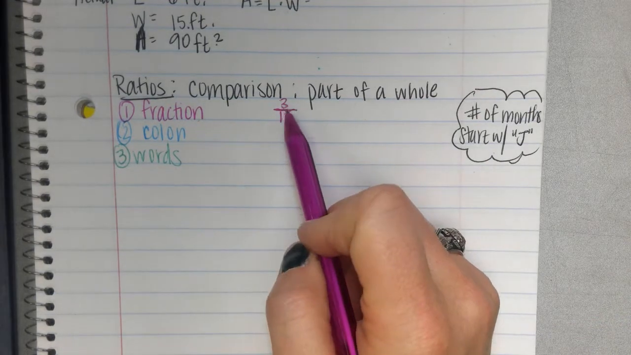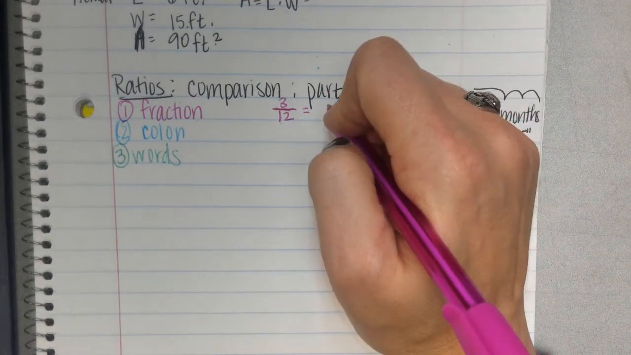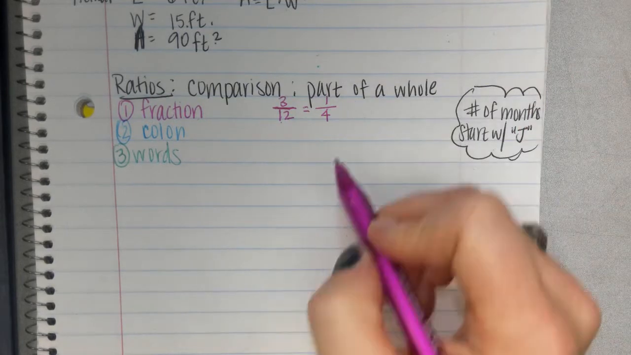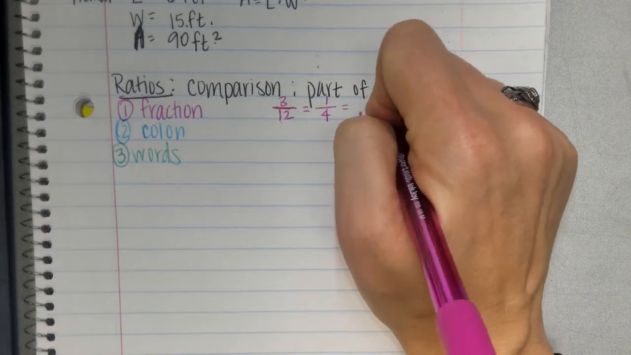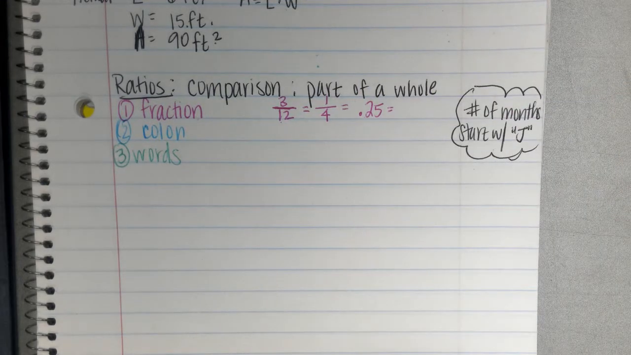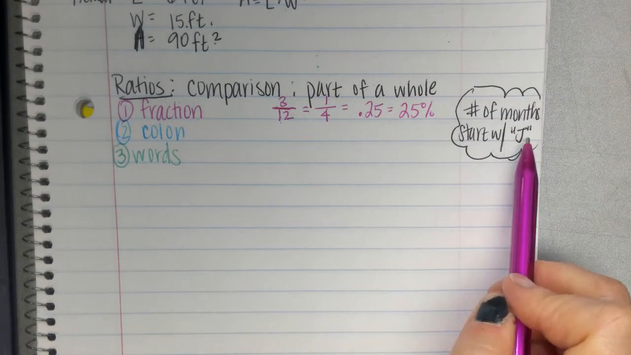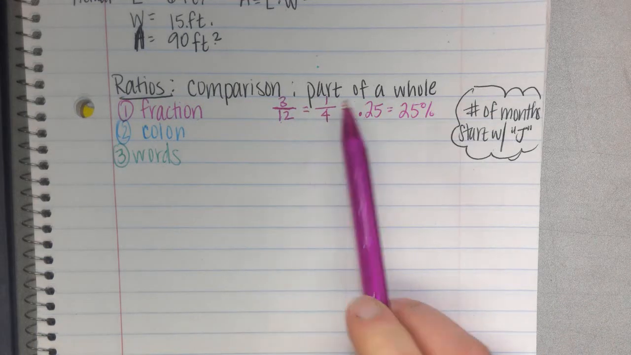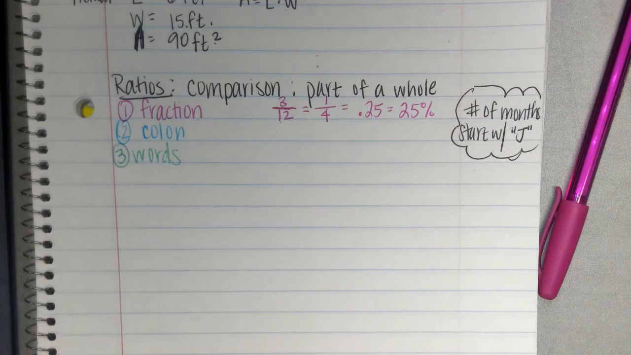So we're going to say 3 out of 12. That's how we read 3 out of 12. And we can simplify that down to 1 out of 4. Okay. Could you go a little further and put that in a decimal? Yes. 0.25. Could we go a little further and put that in a percent? Yes. 25%. So 25% of the months start with a J, that's 3 out of 12, which is the same as 1 out of 4, which is the same as 0.25 and 25%, all those ways.